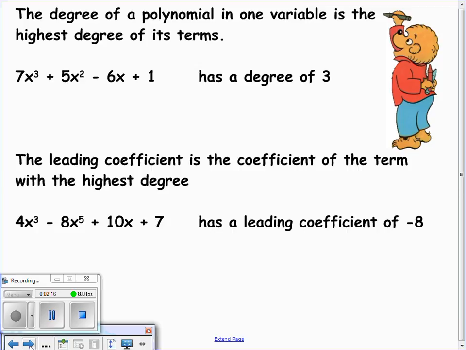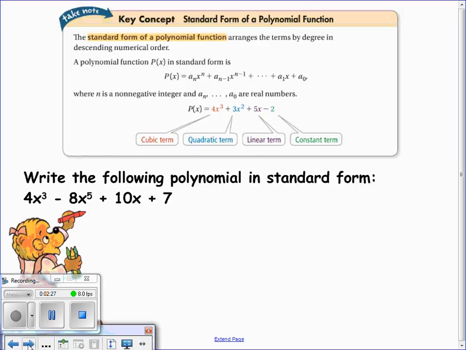So in this one, the highest degree is 5. The leading coefficient should be -8. Because what's wrong with the way this is written? It's not in standard form. We don't like the way it's written. All right, so the next thing we talk about is standard form. What order should this problem be written in?